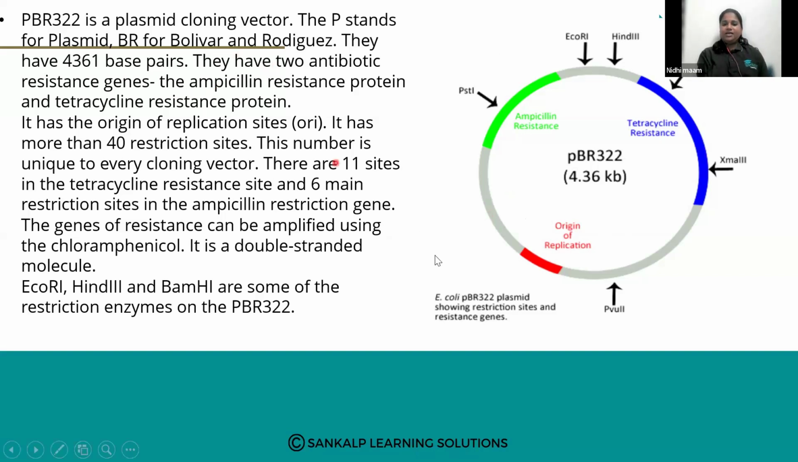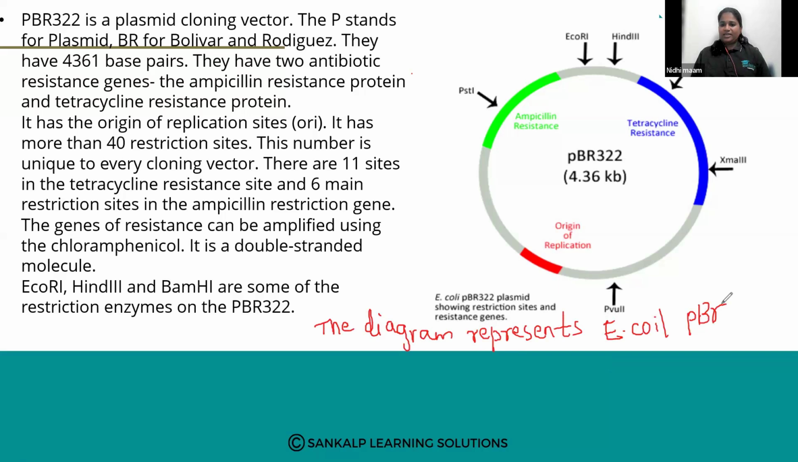Now, while drawing any diagram, below it, just write the words, the diagram represents. So the sentence should be like this. Below the diagram, as I don't have space, let me try to write below. So below every diagram you write, the diagram represents. So this diagram represents E. coli pBR322.